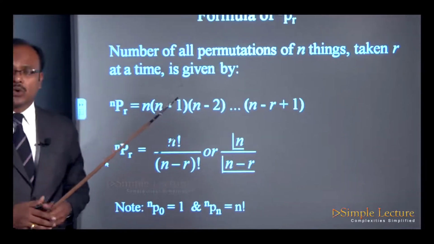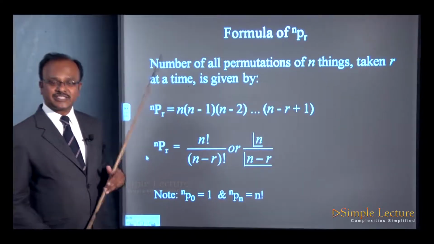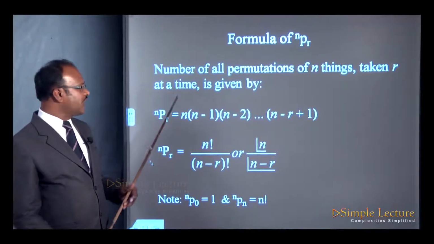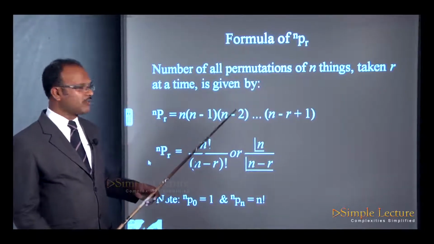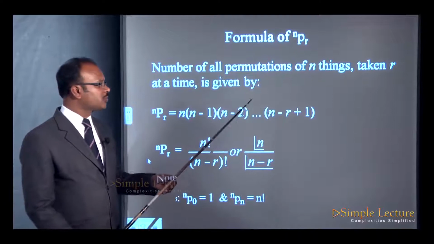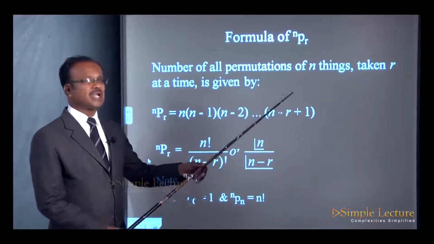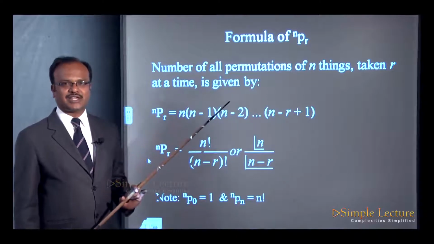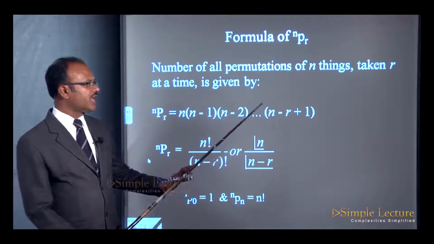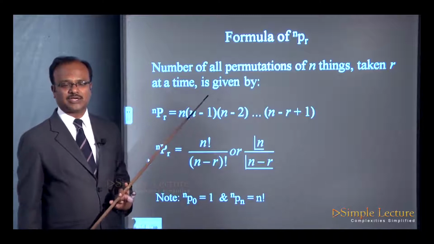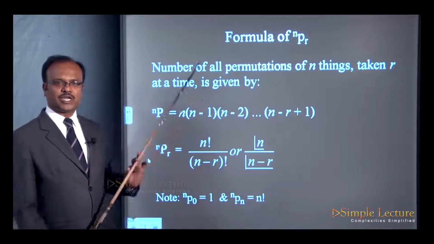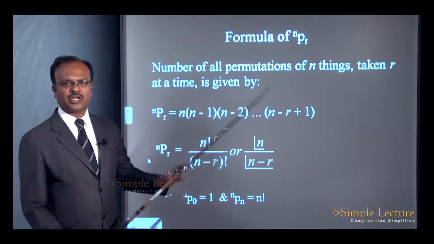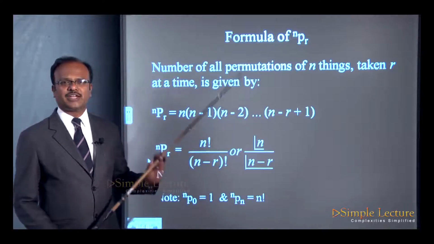Got it? So nPr is equal to n into n minus 1 into n minus 2, and so on, up to n minus r plus 1. Because if you are taking r things at a time, you are going to get n minus r plus 1 as the last term. So n into n minus 1 into n minus 2 into n minus 3 into, up to n minus r plus 1.